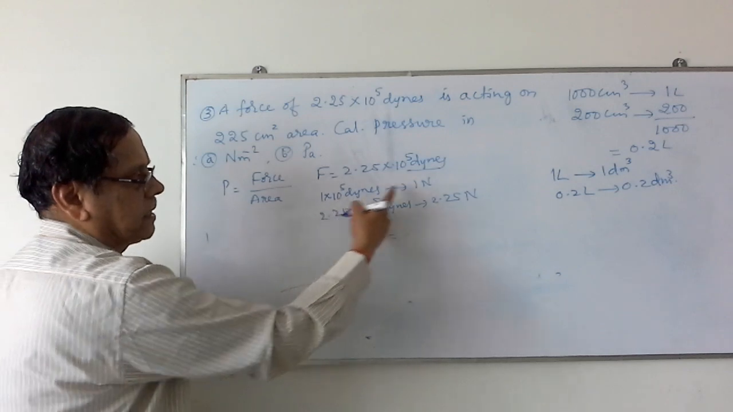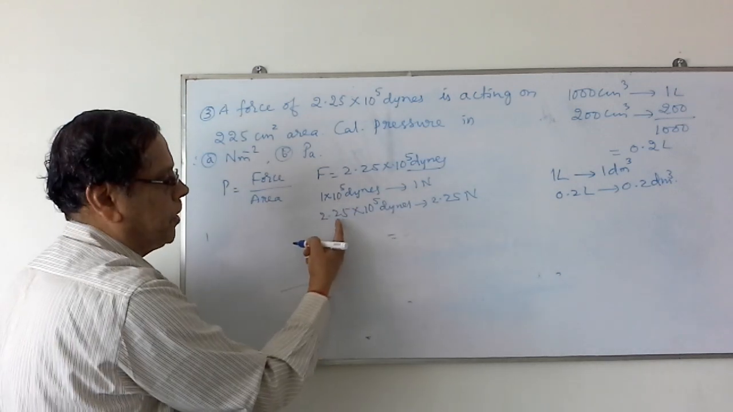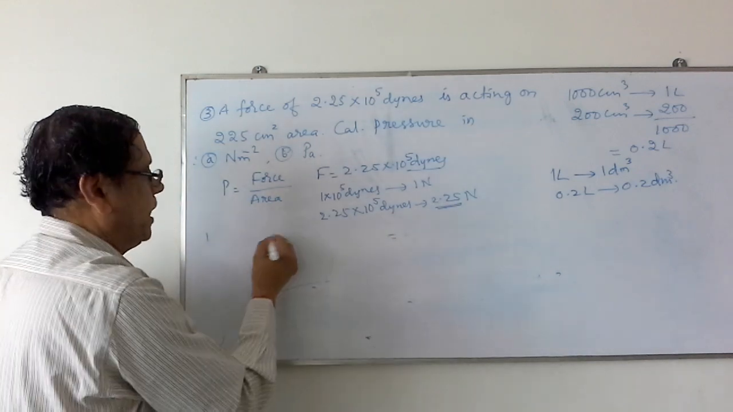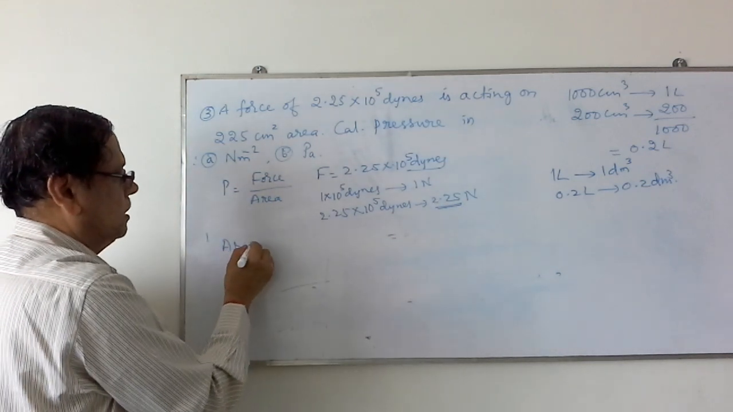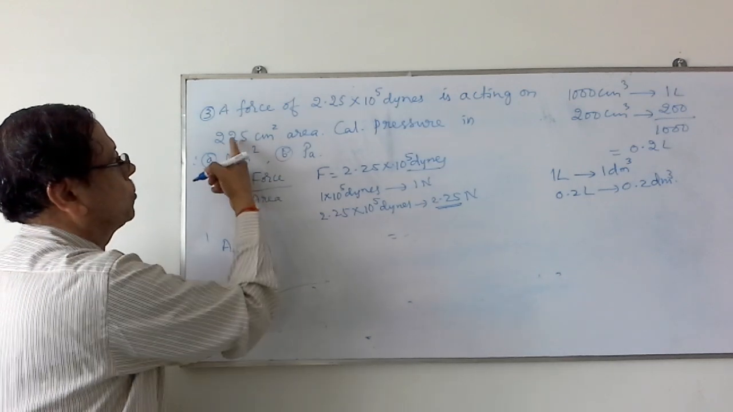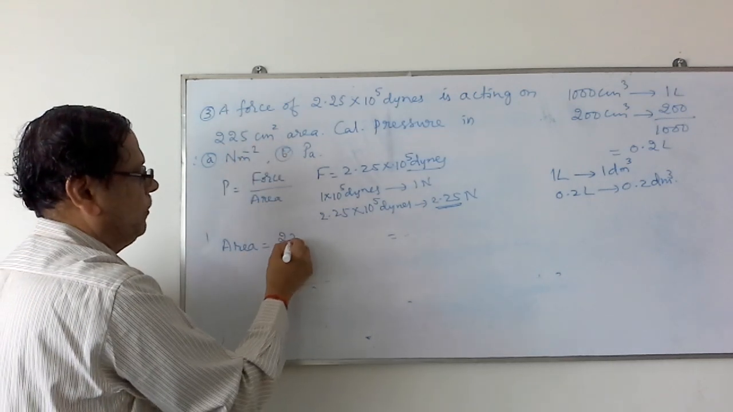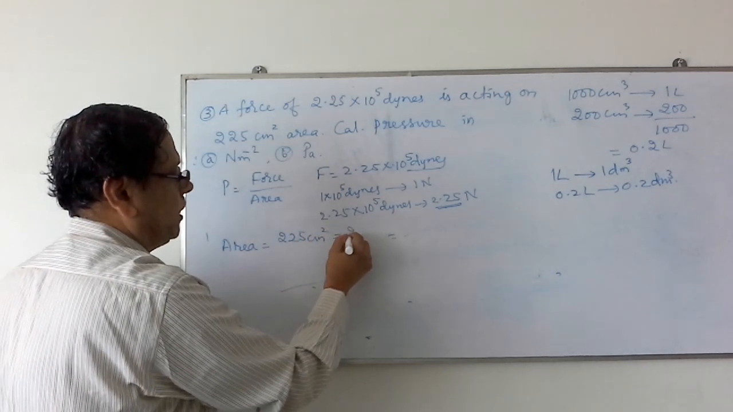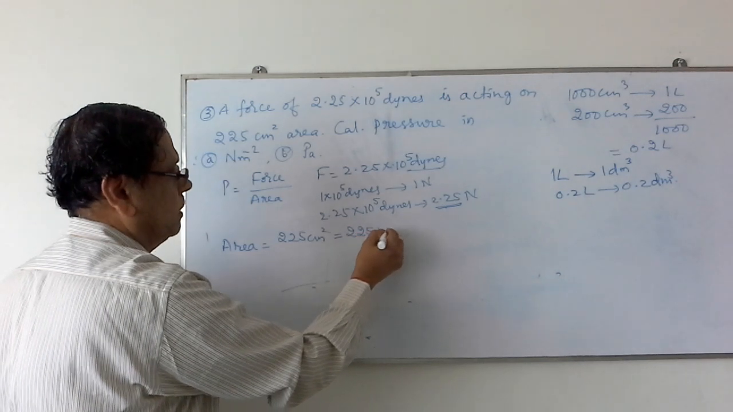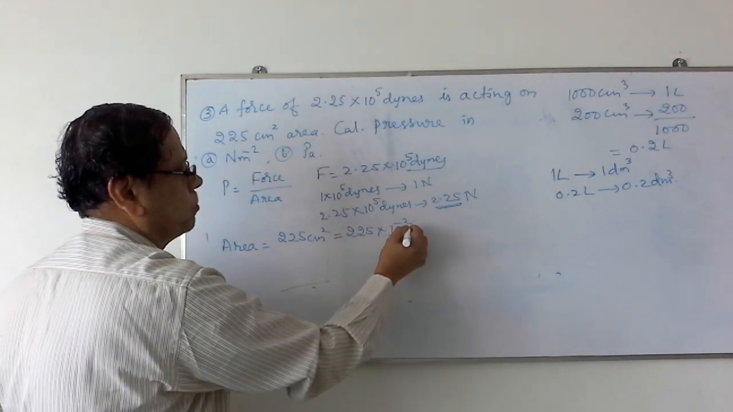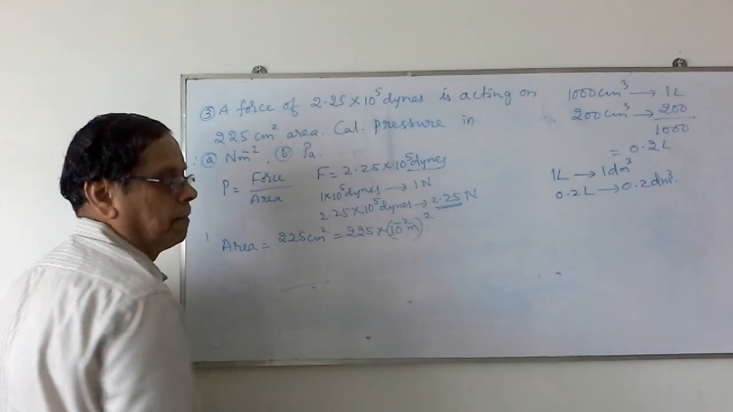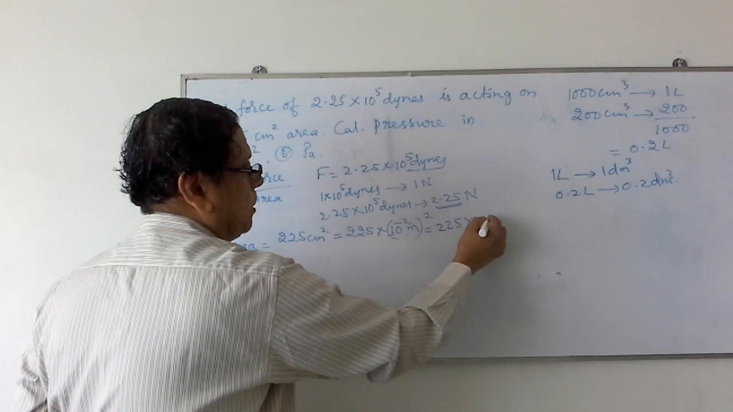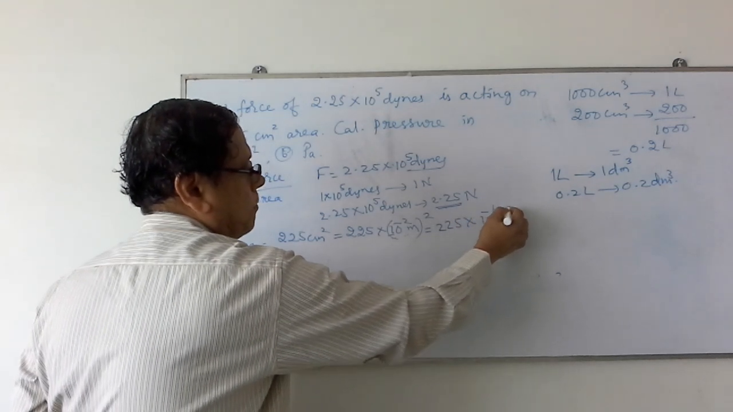10 to the power 5 dynes corresponds to 1 Newton. Therefore, 2.25 into 10 to the power 5 dynes corresponds to 2.25 Newton. And area is given in centimeter square, 225 cm square. As usual, you write the conversion to meter square: into 10 to the power minus 2 meter whole square. That is 225 into 10 to the power minus 4 meter square.